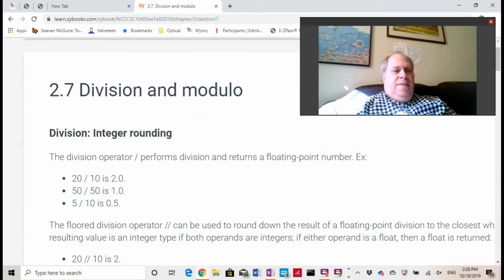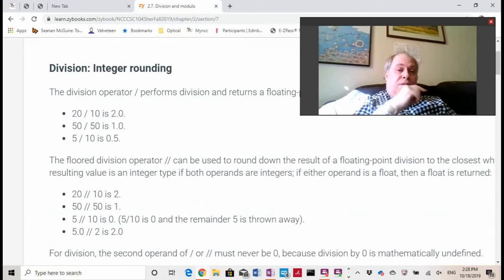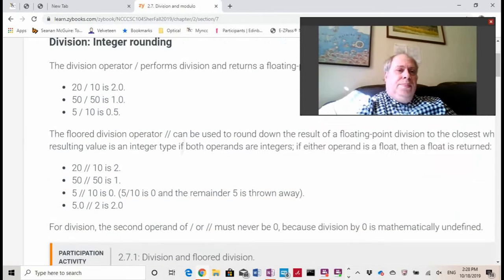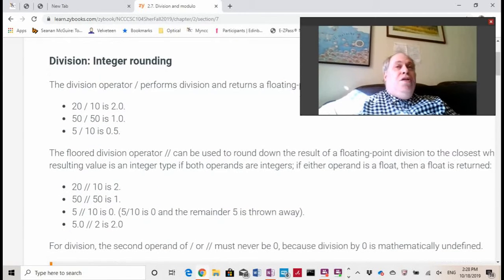We're going to talk about division now. Like I said, whatever kind of numbers you've got, integers or floating point, division always gives you a floating point number. There are two ways of thinking about division. One way is you divide 5 by 2 and you get 2.5. You learned that in school.